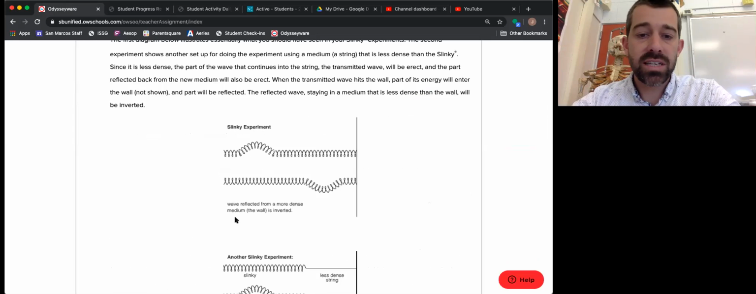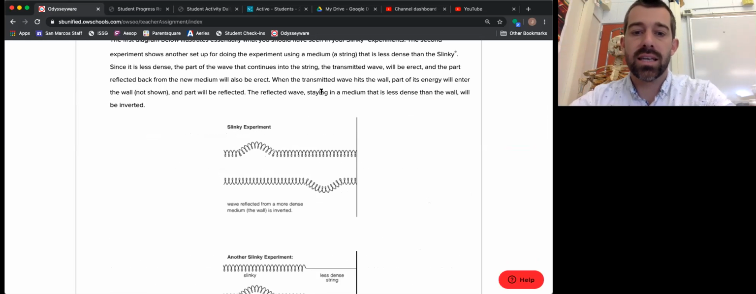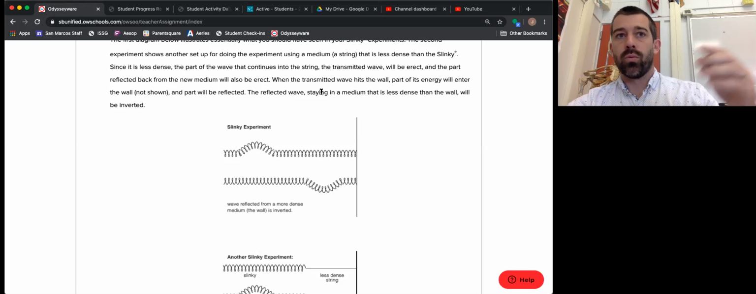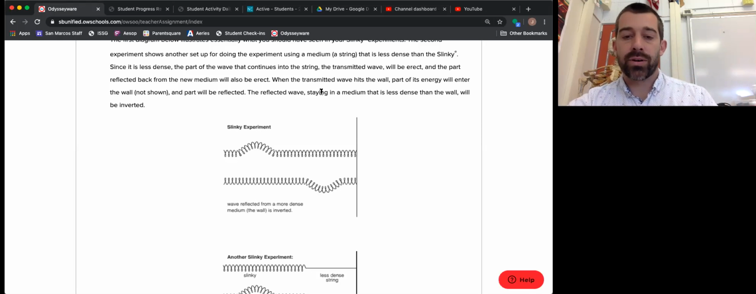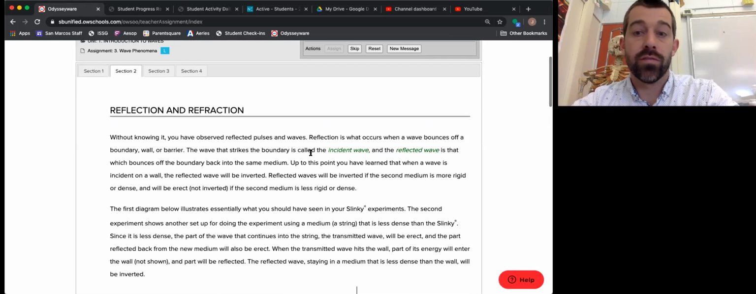And so what you're going to see here is that in this case, the incident wave is a crest, but when it bounces off this wall, the reflected wave is a trough. And that is one of their big ideas. This is called inverting the wave. So flipping it upside down is inverting it. When is the wave going to get inverted, and when is it not going to get inverted is going to be your big question here.